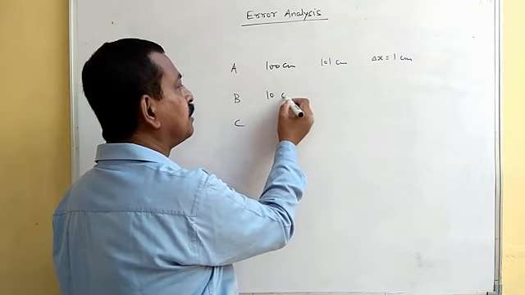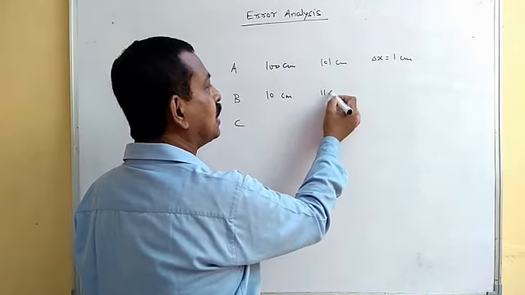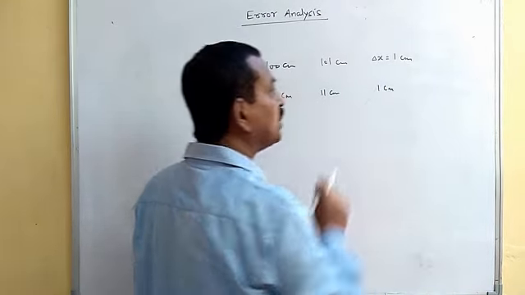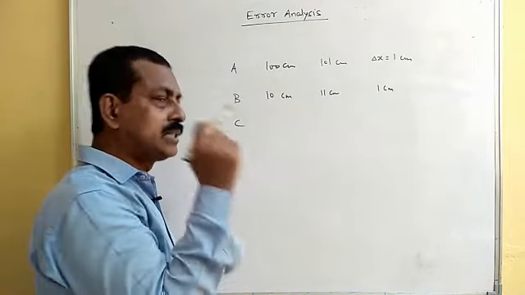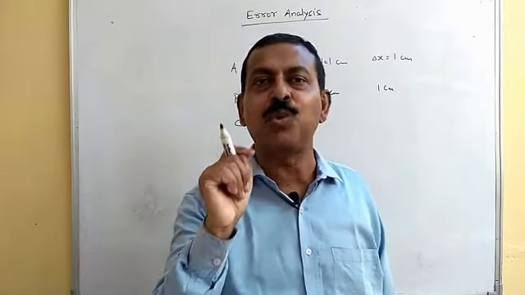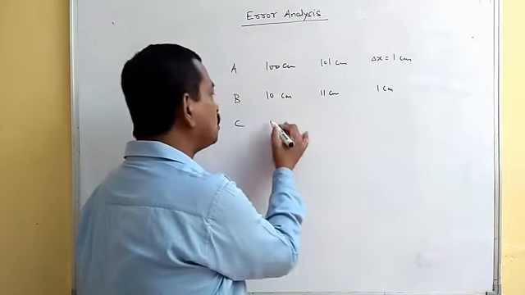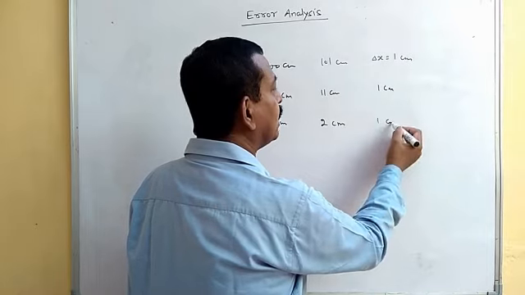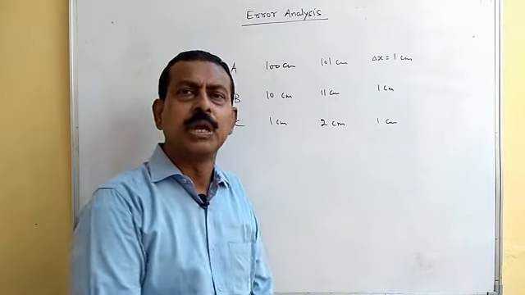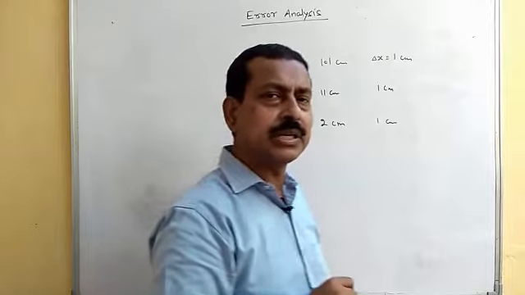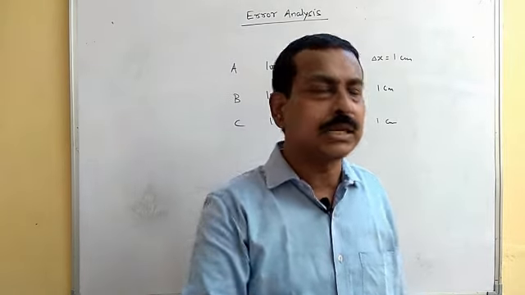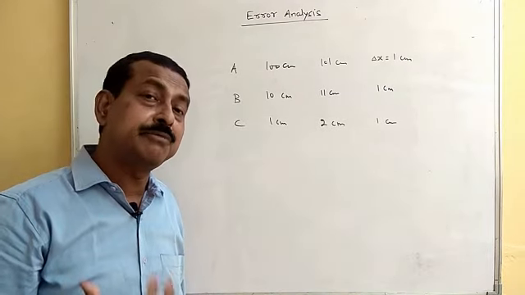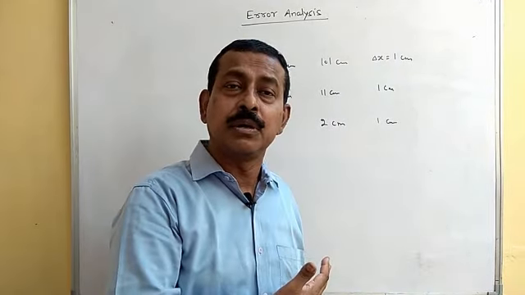B has been given a wire of 10 centimeter and he measured its length as 11 centimeter. So how much is the error? Again, it is 1 centimeter. C has been given a pin of 1 centimeter. So it is a 1 centimeter pin. He measured its length as 2 centimeter. Again, the error is 1 centimeter. So if you are just talking about the absolute error, in that case, all have got the same value of absolute error. But can we give equal credit to all of them?